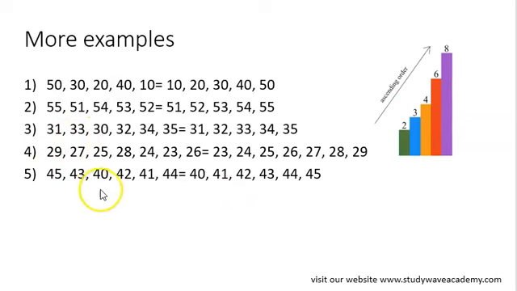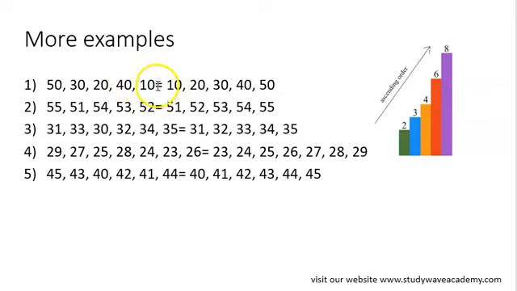We have more examples here. We have bigger numbers, okay? So we're going to learn how to arrange them from the smallest to the biggest. Let's go. We have number 1 here: 50, 30, 20, 40, and 10. So we're going to do what? Pick the smallest number and then move it and arrange it to the biggest. Okay, are we ready? Let's go.